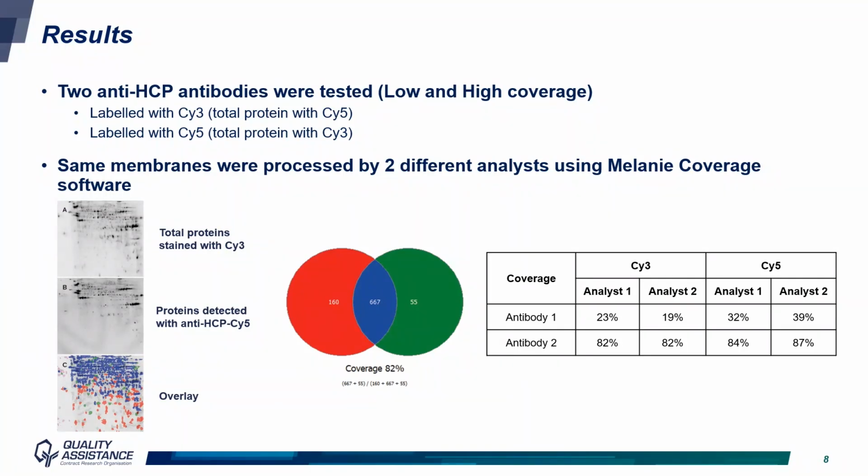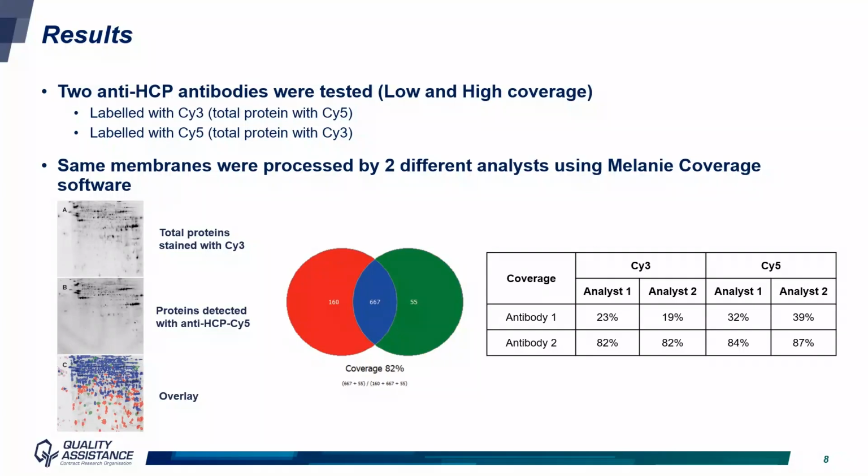An example of pictures is presented at the left side of the slide. In this picture, we can observe the total proteins stained with Cy3 dye, the proteins detected with an anti-HCP antibody coupled with Cy5, and the overlay between the two pictures. An example of Venn diagram is also presented in the middle of the slide.